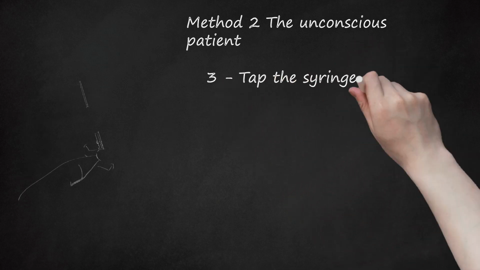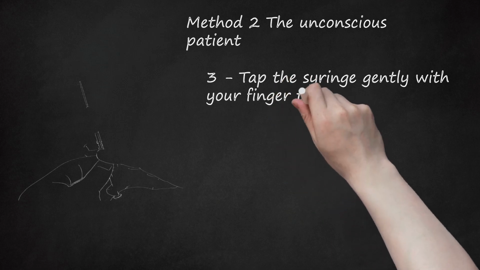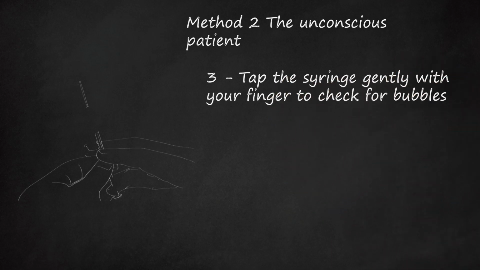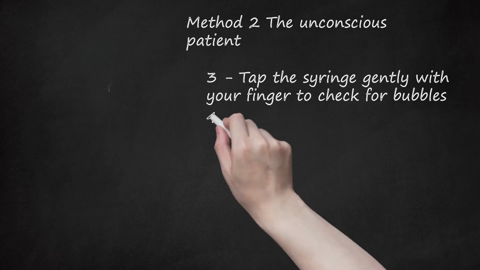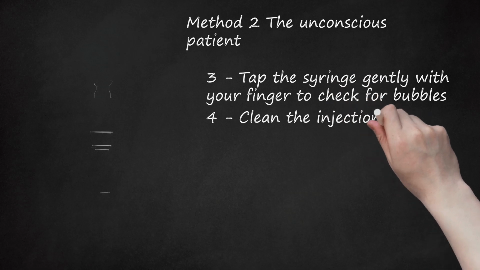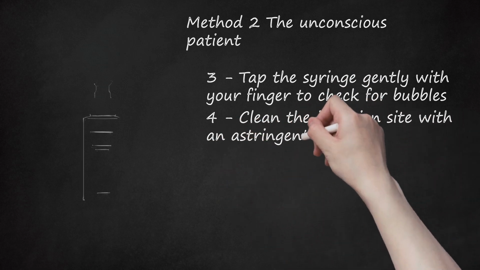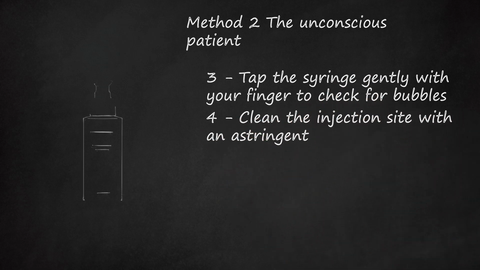3. Tap the syringe gently with your finger to check for bubbles. If any appear, push the plunger slightly to force out the air. 4. Clean the injection site with an astringent. An easily accessible spot would be the upper arm. Let it dry for a few seconds.